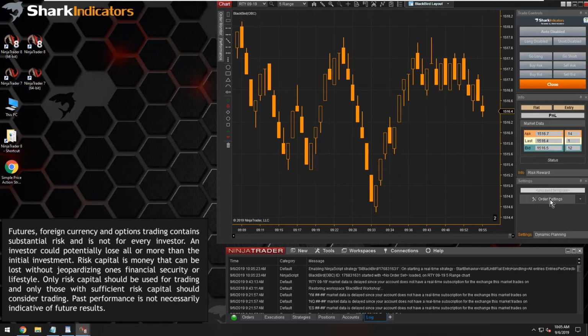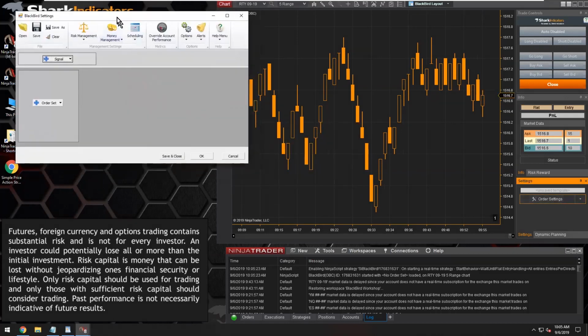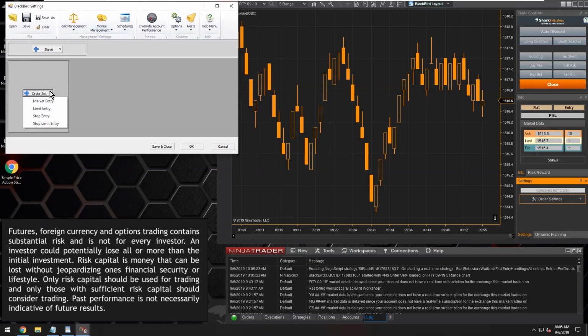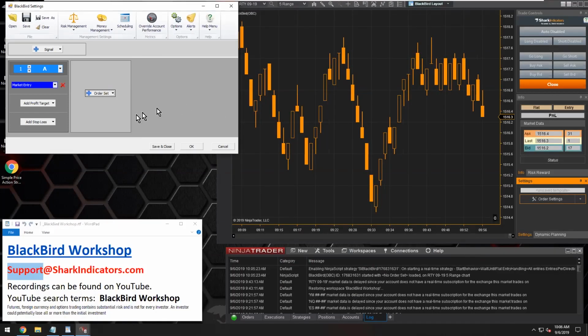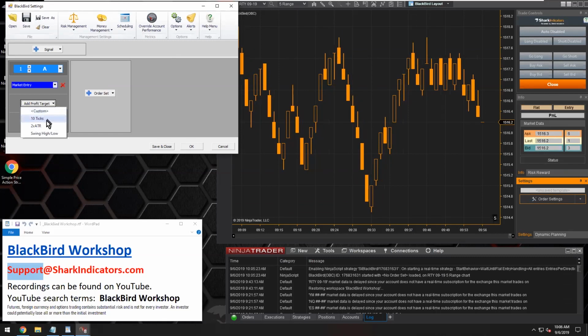I'm just going to use the order settings button down here, and that opens up the BlackBird interface. The type of entry order here doesn't matter, so I'm just going to use a simple market entry order. The way we're going to analyze the Williams %R indicator is in a trailing rule here. We'll either need to have a profit target created or a stop loss created.